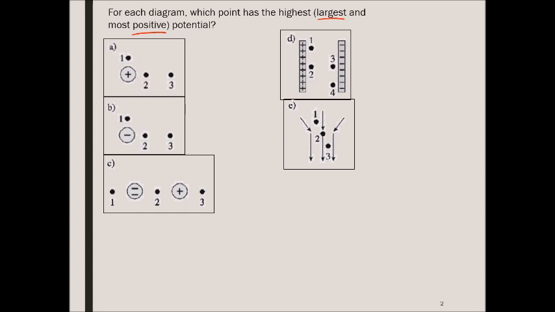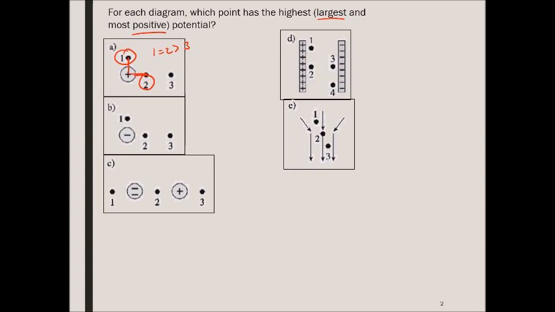Okay, so welcome back. Here we want to look at this positive charge. We know that the largest and most positive is going to be nearest the positive charge, and it looks like 1 and 2 are equidistant from the positive charge, so those are going to have a larger potential. So we would say that 1 is equal to 2, and they are both larger than 3, since 3 is farther from the positive charge.